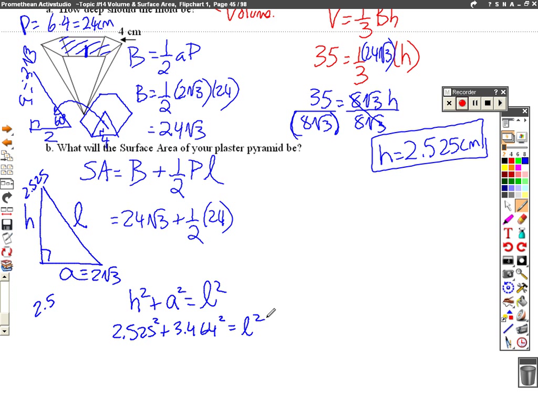I'm going to add these together. So 2.525 squared in my calculator plus 3.464 squared in my calculator gives me 18.3749. That's L squared, so L is the square root of that answer, which is 4.2865.